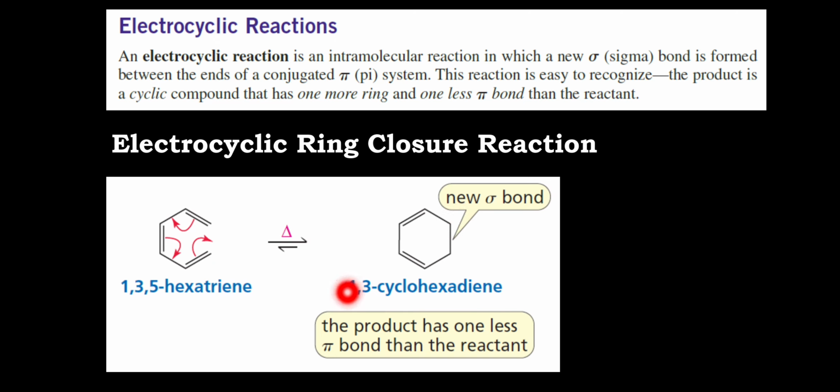Okay, and one more feature is the product has one less pi bond. So in the reactant you can see there are 3 pi bonds, in the product there are only 2 pi bonds, that is, 1 pi bond is less. Okay, so two important features of electrocyclic reaction: one, a new sigma bond is formed; second, the number of pi bonds in the product is one less than that of the reactant.